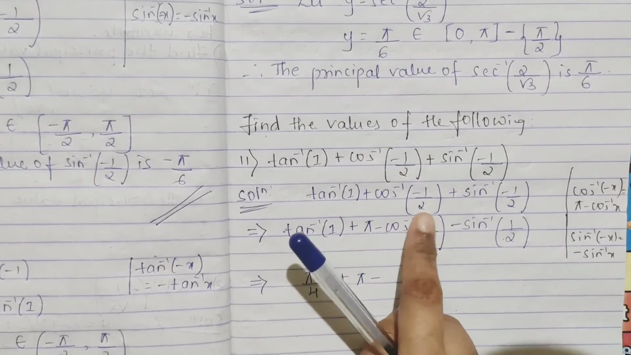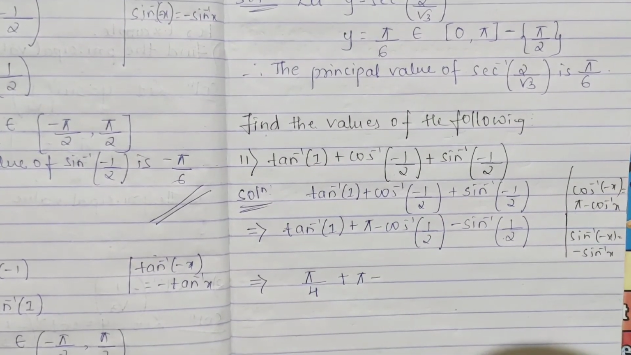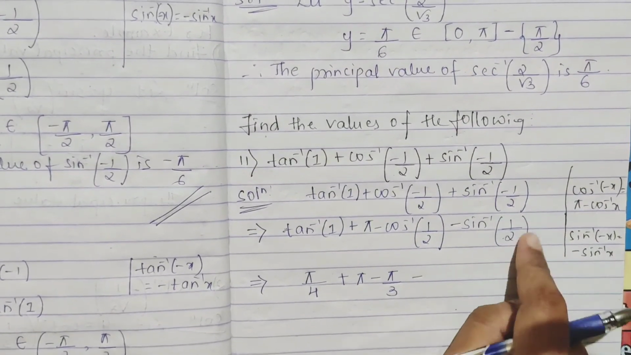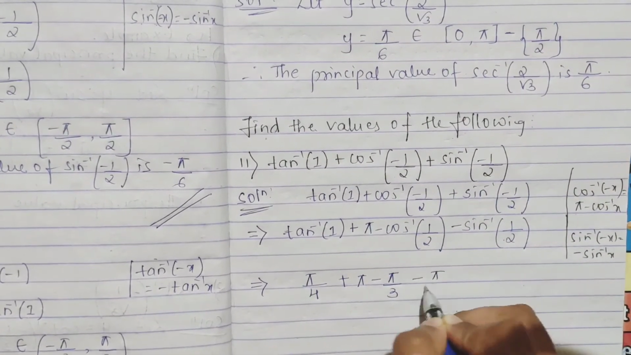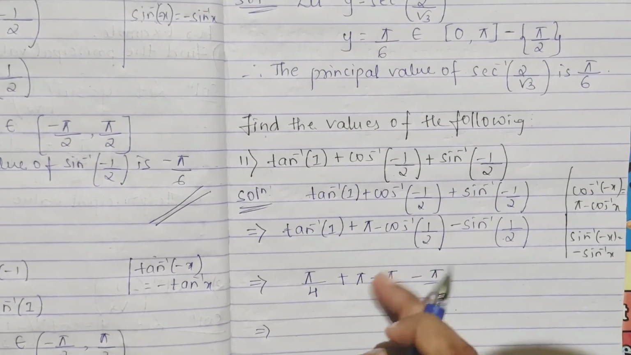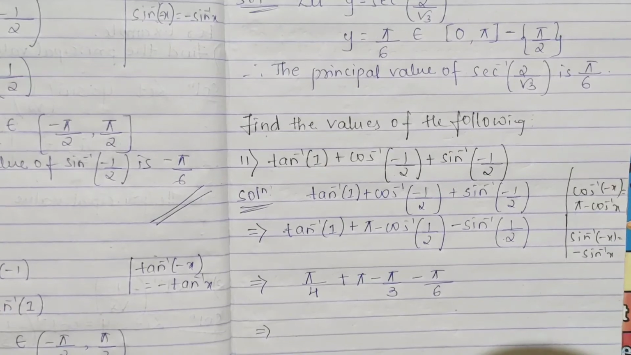Cos inverse 1 by 2 lies in your 60 degree, so that is pi by 3. Then sin inverse 1 by 2 lies in your 30 degree, that is your pi by 6. So just simplify this part and see what you'll get.